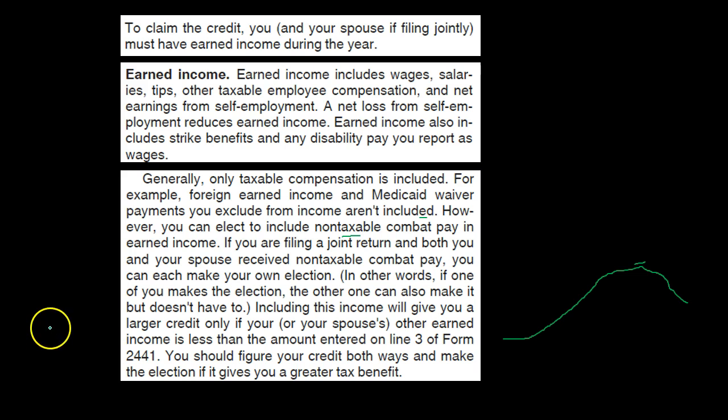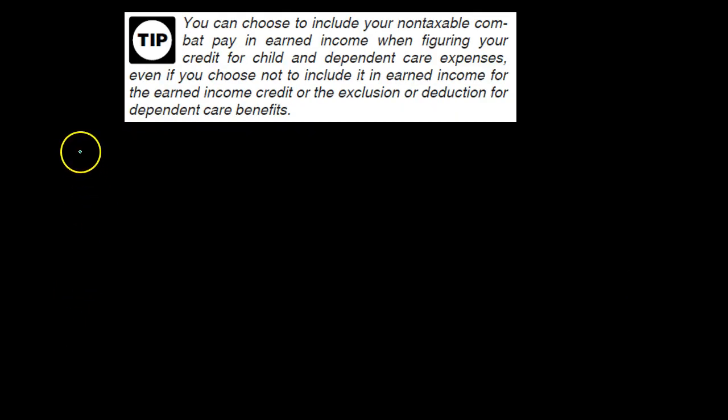You should figure your credit both ways and make the election if it gives you a greater tax benefit. Tip: you can choose to include your non-taxable combat pay in earned income when figuring your credit for child and dependent care expenses, even if you choose not to include it in earned income for earned income credit. Again, very unusual here. So now we're saying you could have it included just for this portion and not for that portion. So with combat pay, there's a lot of flexibility with these credits that could have a big impact on the taxes, but it's going to take some maneuvering to figure out how to best apply the combat pay.